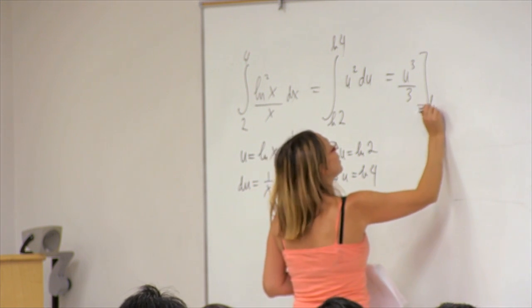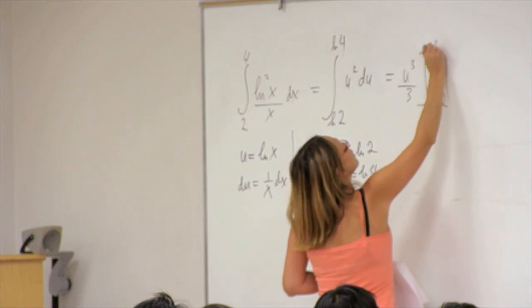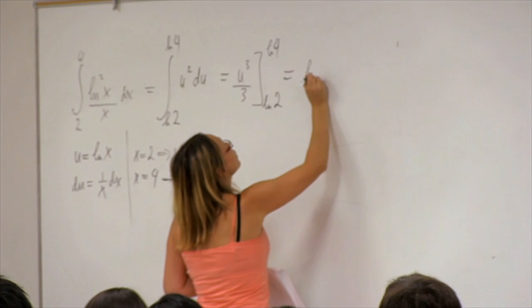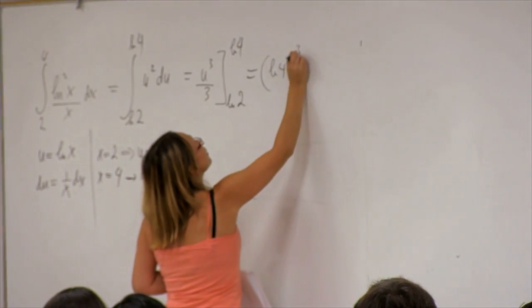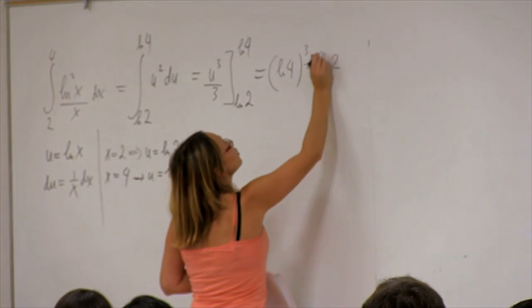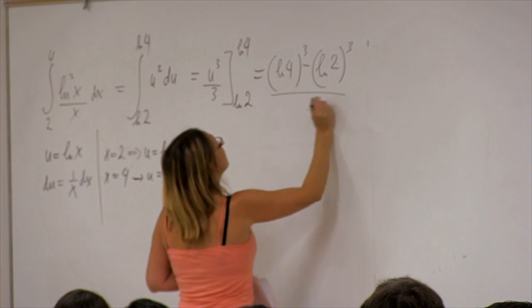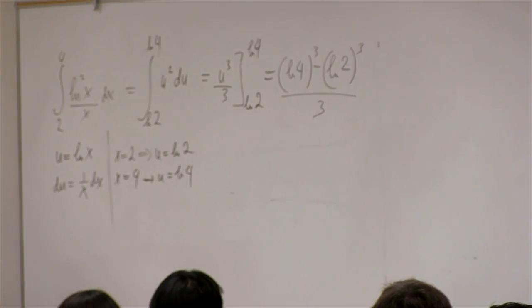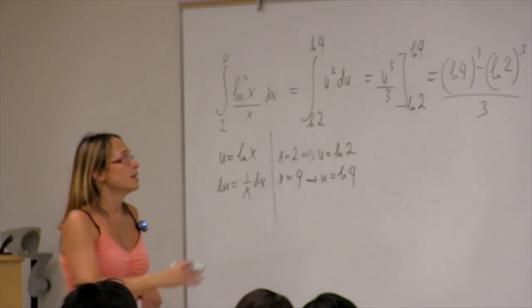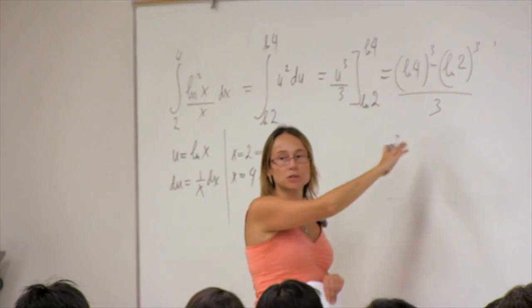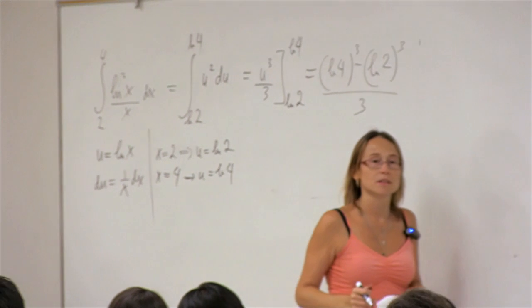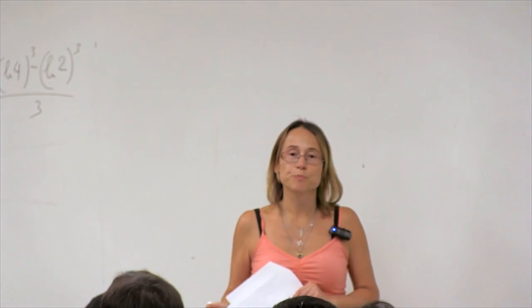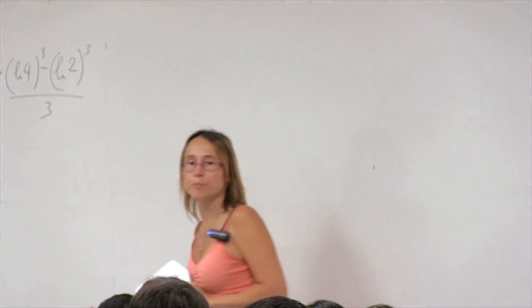And now the rest is easy. I have log 4 cubed minus log 2 cubed over 3. Do I have to add c? No, it's a definite integral. It's a number. And if I have an answer like this, I don't have to simplify it. If you change the u's back to the x values, you don't have to change the limits, correct? Right. This is a better way, though.